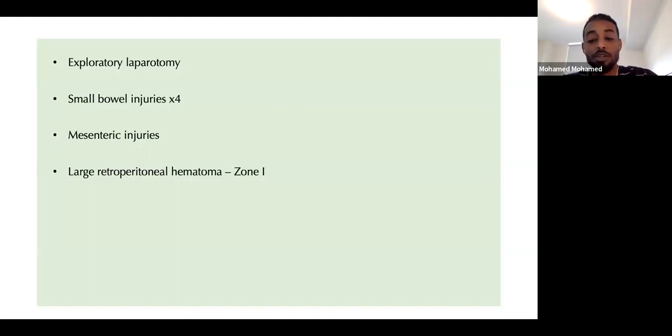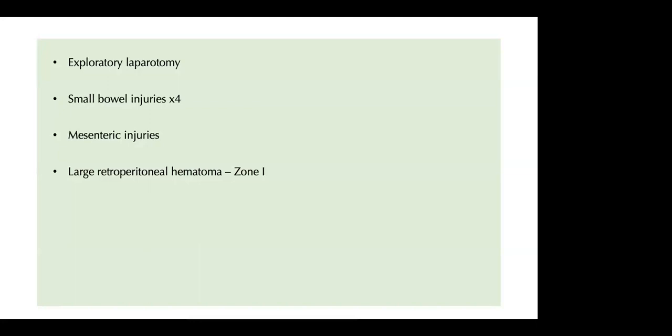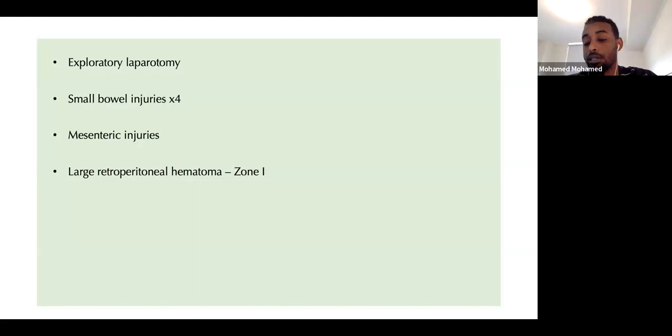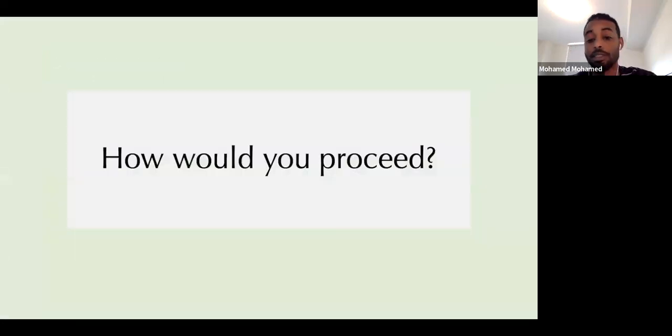So we did an exploratory laparotomy. We found small bowel injuries, two adjacent segments of small bowel with 4 injuries, likely through and through, as well as some mesenteric injuries. At that point, we did notice that the patient had a zone 1 retroperitoneal hematoma, as we were evaluating the 4 quadrants of the abdomen and the retroperitoneal hematoma zones. It appeared as a venous bleed. So how would you proceed at this point, given the information above?